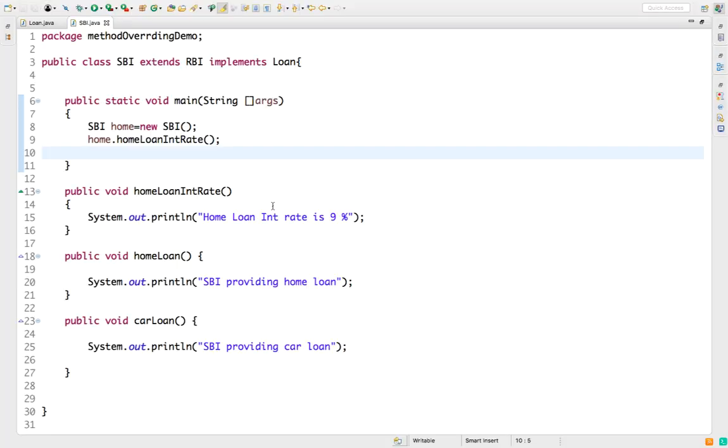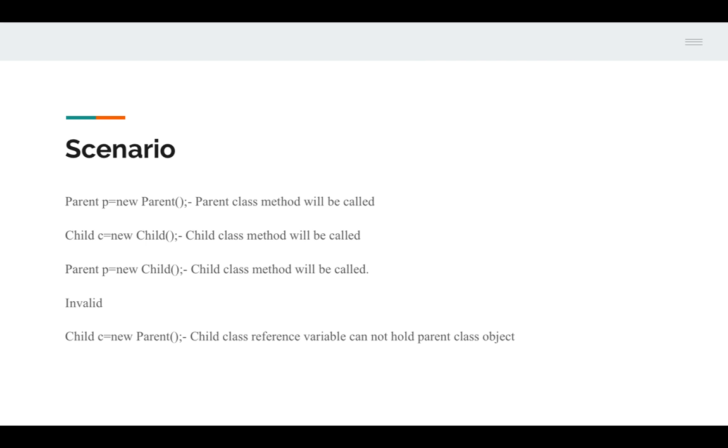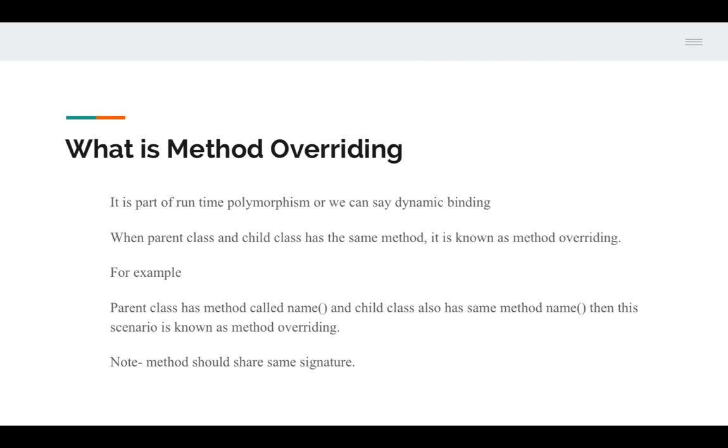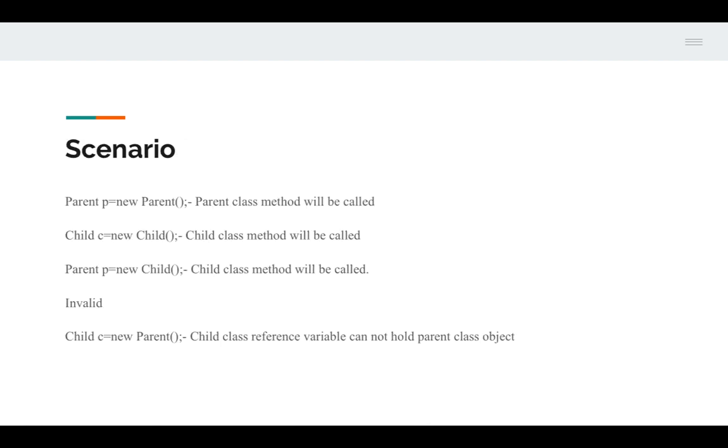Okay, so that's all I have for this video. Just quickly I will summarize. It's runtime polymorphism. We can also call this dynamic binding, or dynamic method dispatch. So when parent and child class both have the same method with the same signature, we call this method overriding. And these are the four possible scenarios.